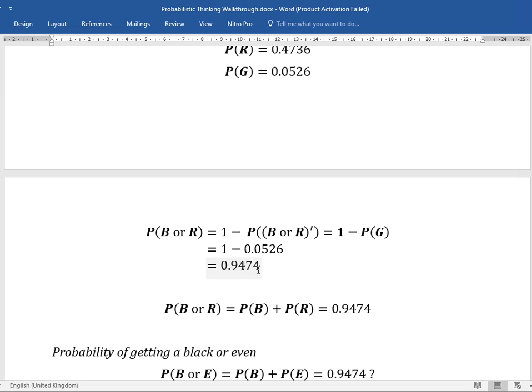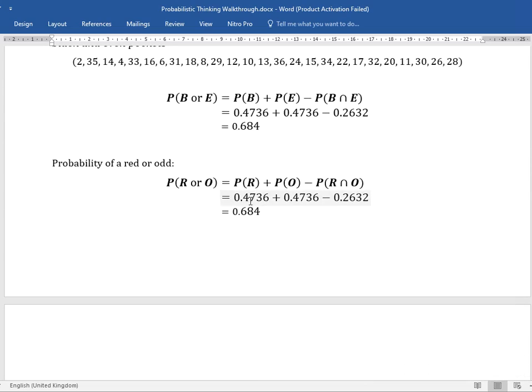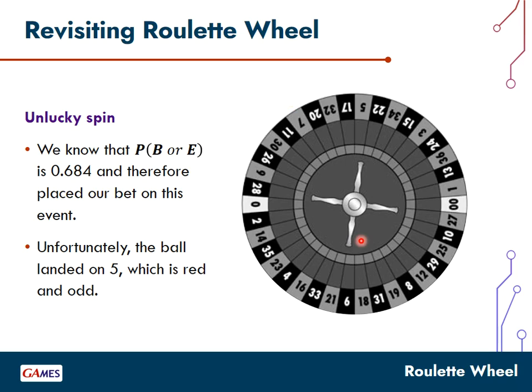You'll miss it if the ball spins into the green pocket. So even if your odds are high, that doesn't guarantee that you would always get it correctly. Okay, so this time around you were unlucky. The odds or the probabilities are the same. So you chose B or E, but it landed in R or E, and so you place your hand on your head. You lost that bet.